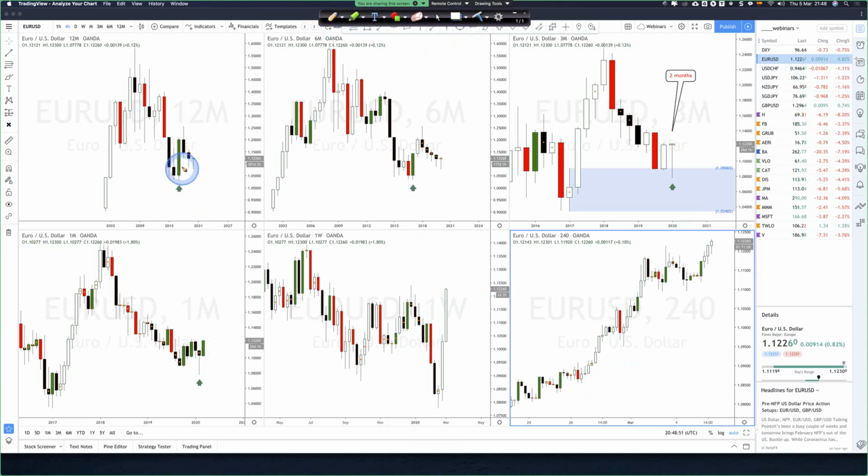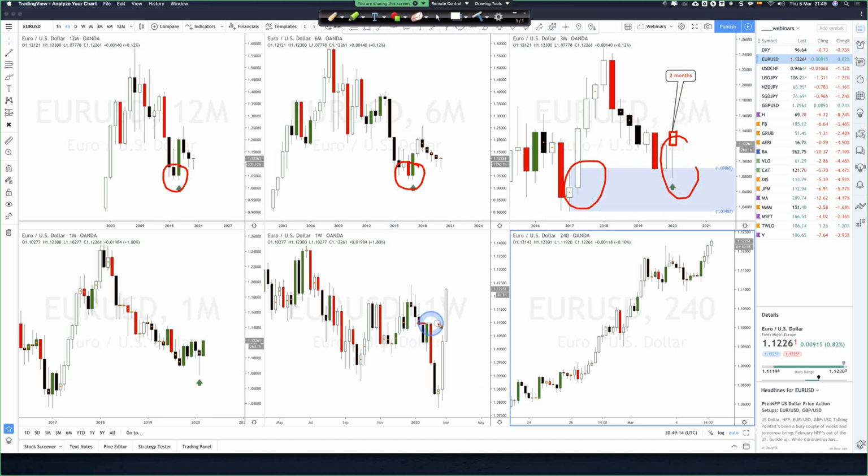See what we have here. 12 months bullish engulfing pattern confluence, 6 months bullish engulfing pattern confluence, 3 months area of demand confluence, bullish pink candle that could end up becoming a hammer. This is the exact scenario we saw on the dollar index DXY just a few minutes ago.